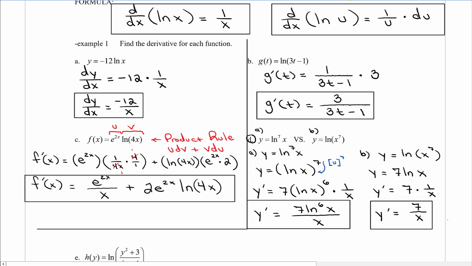I'm going to draw a line in between part A and part B for this example so that you can separate the work here, so it doesn't look like one entire problem. It kind of looks like two separate problems here. Okay, we're ready to move on to our next example.